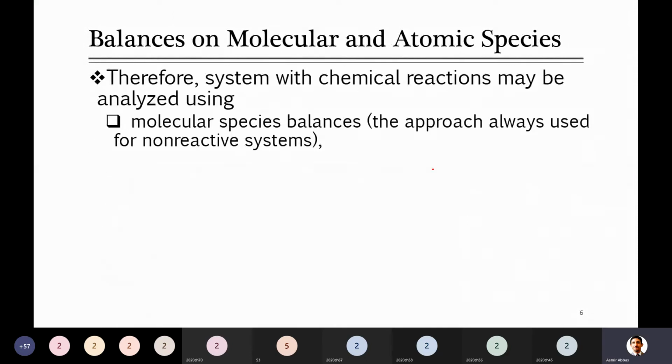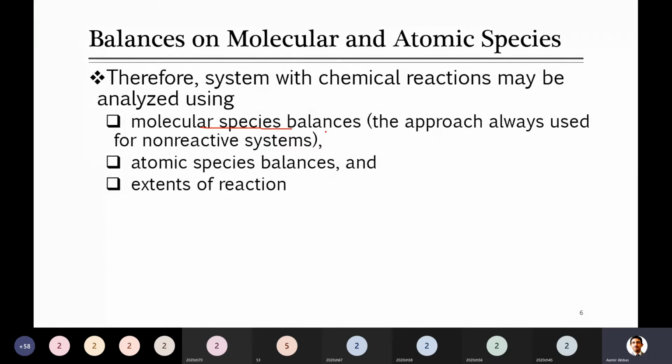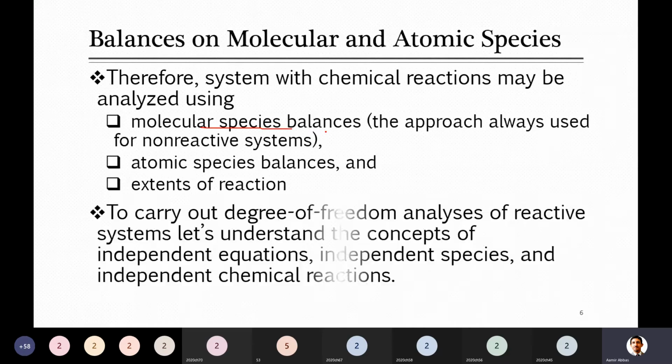So here, a system with chemical reaction, you can analyze that system by using the molecular species balance, which you already used for non-reacting systems, or we just discussed that you can first write the balance on molecular species and solve the problem to find the unknown. The other is atomic species balance, and the third one which we didn't discuss so far, and I told you at the start of the lecture, is by using the extent of reaction. These equations you can use.